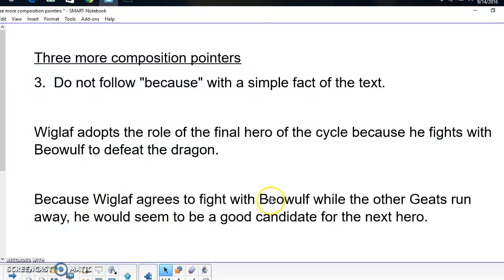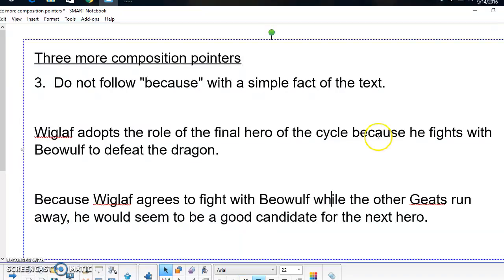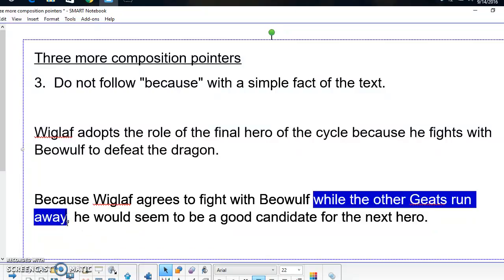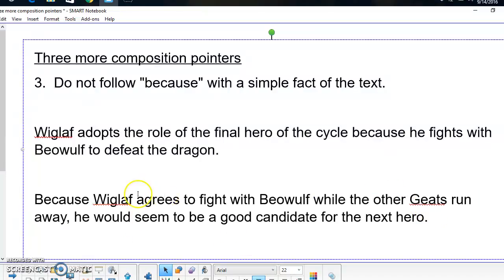Because Wiglaf agrees to fight with Beowulf while the other Geats run away, he would seem to be a good candidate for this next hero. What's different about this sentence from this one is this bit about while the other Geats run away. So I'm not just, in fact, giving my reader a fact that happens. I'm actually contrasting this bit here, Wiglaf agrees to fight with Beowulf, with some other thing in the story that happens that makes Wiglaf look better. My reader now is going to say to me, okay, because this thing happened, this conflict between Wiglaf and the other Geats, you're now arguing that he's a good candidate for the next hero. Explain how that works to me.